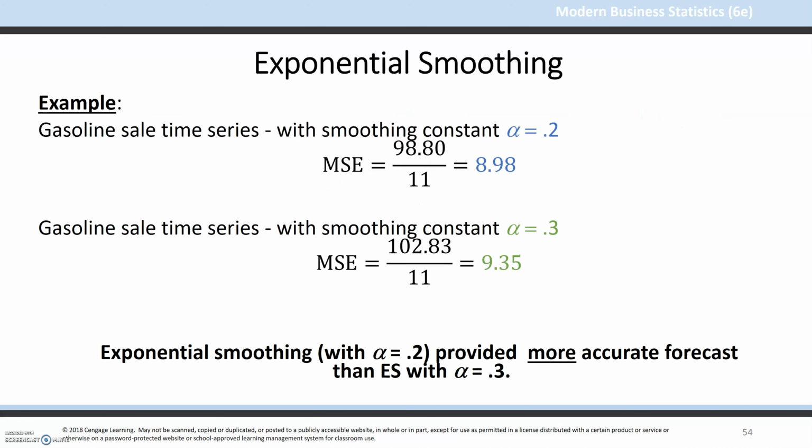So let's compare the two. An alpha of 0.2 gave us a mean squared error of 8.98. An alpha of 0.3 gave us a mean squared error of 9.35. So which is our better forecast? You always go with the lowest error. The lowest error means the most accuracy in the forecast.